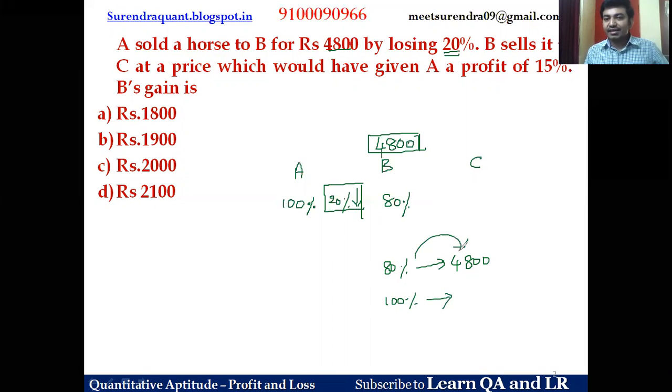So this is 60 times, so this should be 60 times. So the cost price of A is 6,000 rupees. So A purchased this horse for 6,000 rupees, right? Let us continue the line. What is the next line?